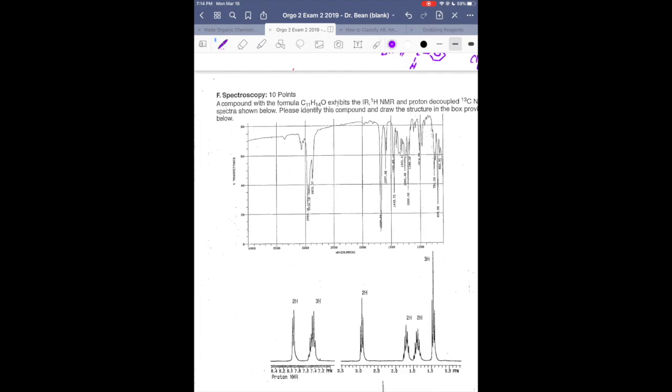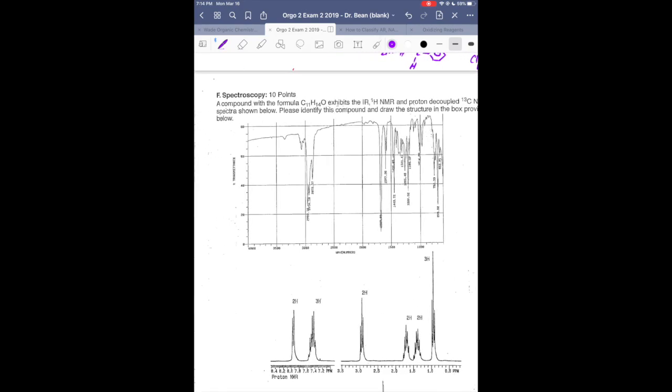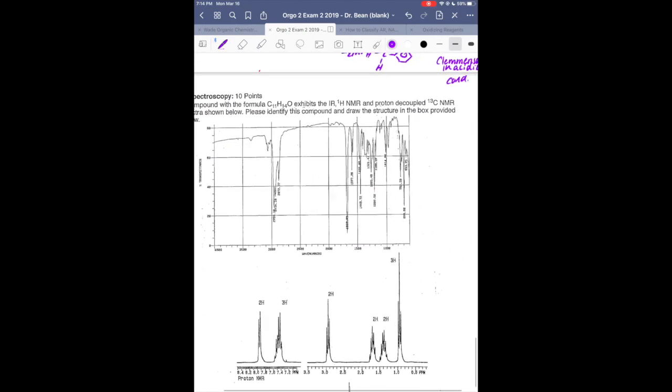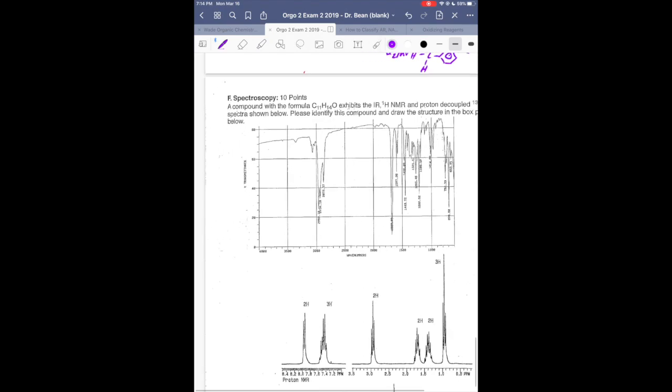Now, let's look at spectroscopy. So it says a compound with the formula C11H14O exhibits the IR, proton NMR and proton decoupled C13 NMR spectra shown below. So please identify this compound and draw the structure in the box provided below.